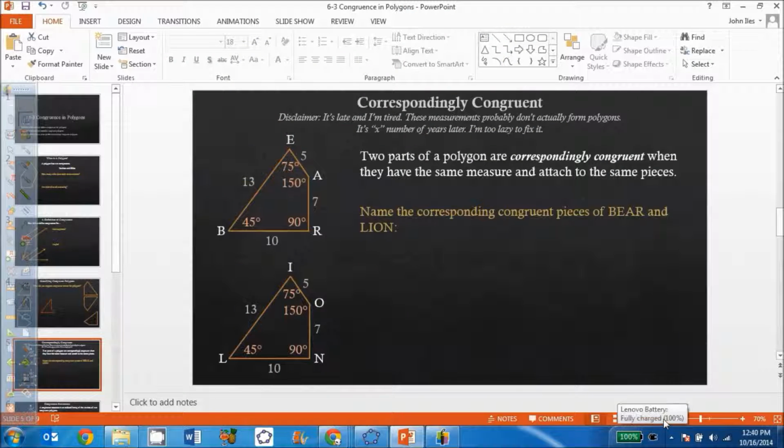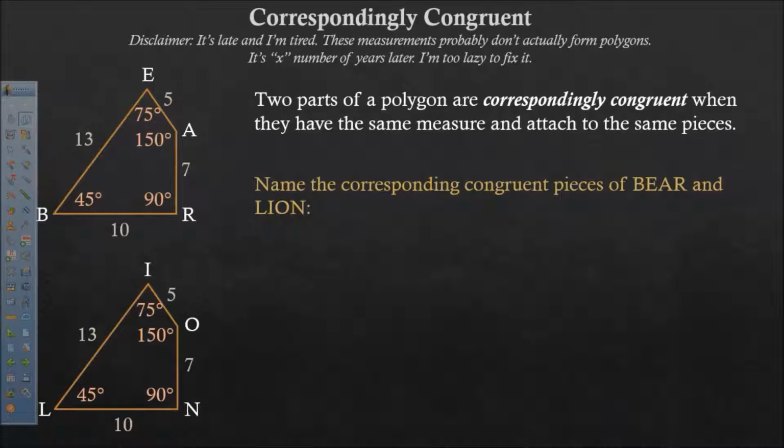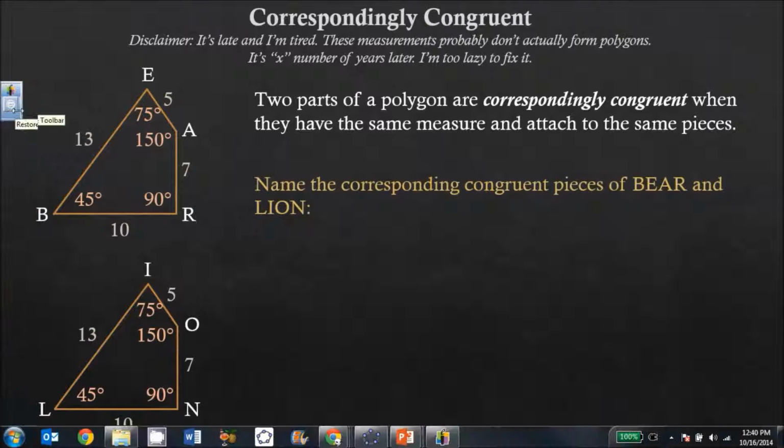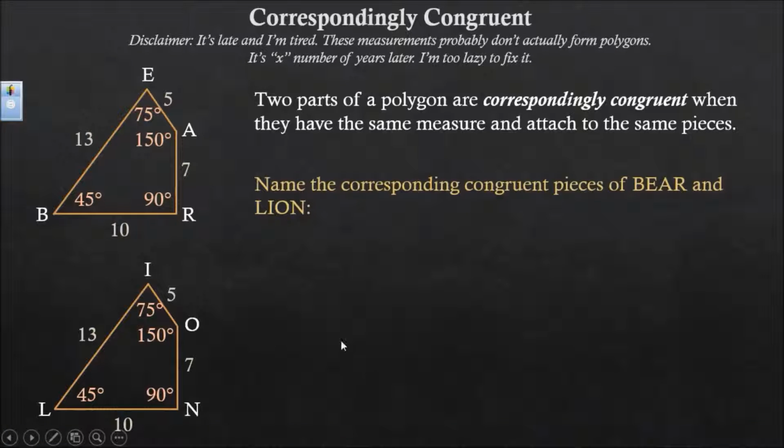Now, suppose that we have two congruent shapes after all. All right, and let's see. There we go. Here we have polygon BEAR, and notice that I have the angle measures in here. Here's 45, 75, 150, 90. 45, 75, 150, 90. Okay, and then the side measures.